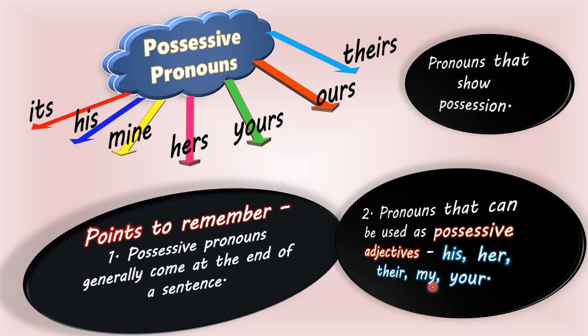So children, when we are using these as possessive pronouns, then we add s. His will remain his, her will be hers in a possessive pronoun, their will be theirs, my will be mine, your will be yours. Is it clear, children? So never get confused. I'll tell you how to differentiate with the examples.